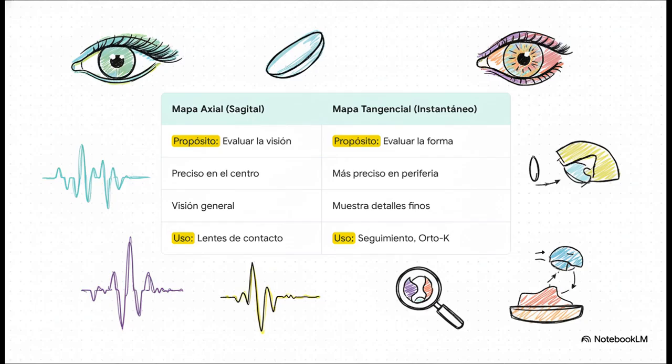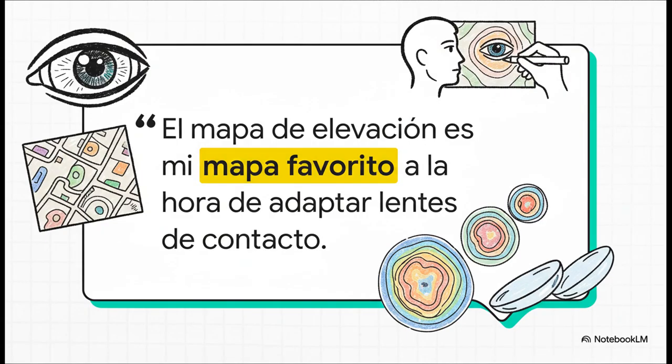And this brilliantly breaks down the two main curvature maps, which really answer different clinical questions. The axial map gives you a big picture overview and is best for evaluating the patient's vision and for general contact lens fitting. The tangential map is more precise, especially in the periphery. Its purpose is to evaluate the true shape of the cornea, making it critical for detecting subtle changes, tracking ectasias, and managing ortho-K.